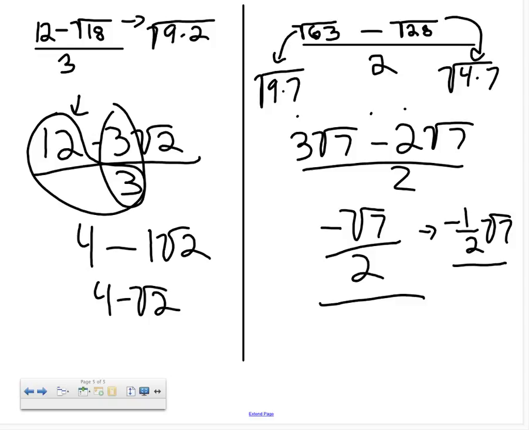So again, the reason we simplify roots is to make problems that were seemingly impossible a little bit more possible and a little bit more manageable.